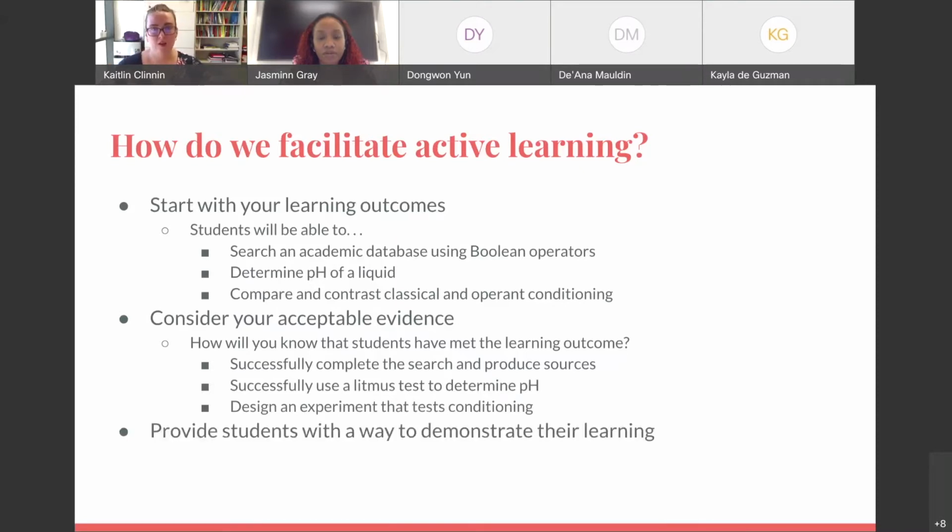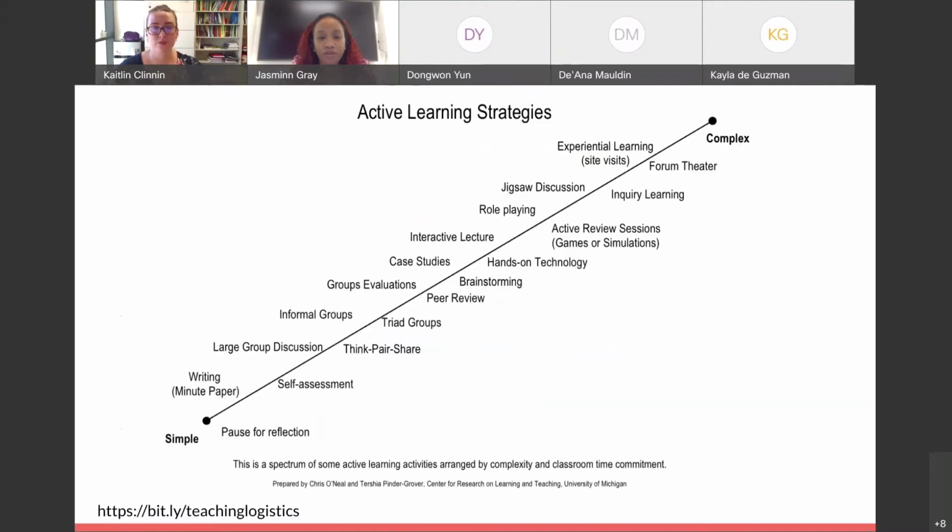And then we will provide students with a way to demonstrate their learning or to learn what it is that they need to learn. And so those are through our instruction and activities. So here is a spectrum of active learning activities. On the left, we have the simplest forms of active learning. And then as the line goes up to the right, it gets more complicated. And so we'll go over some of these strategies here in a second, but this gives you an idea of the range possible for active learning.